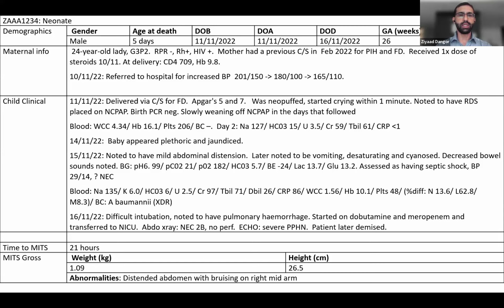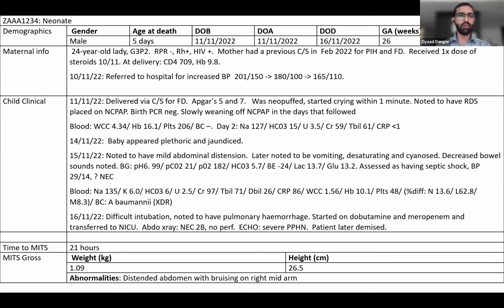The birth PCR was negative, and over the course of the next few days the baby started weaning off the CPAP. White cell count, Hb, and platelets are there from your day 1 bloods, and the blood culture came back negative after a few days. Day 2 blood CRP was less than 1, and you can see the rest of the U&E. Two to three days later, they noticed the baby was jaundiced, and the baby was put under phototherapy.